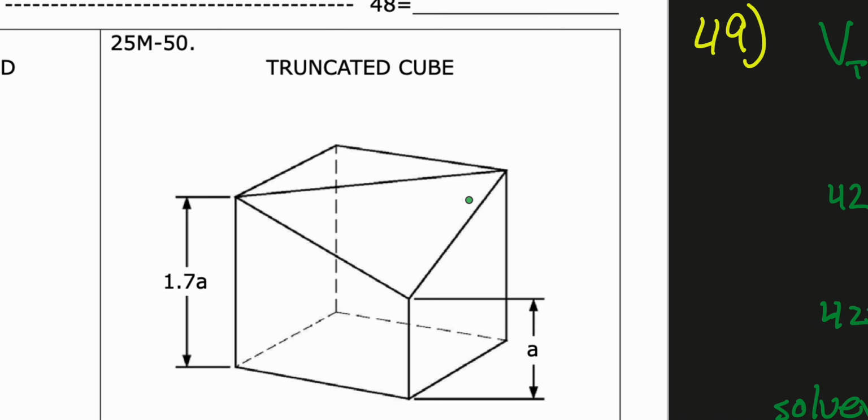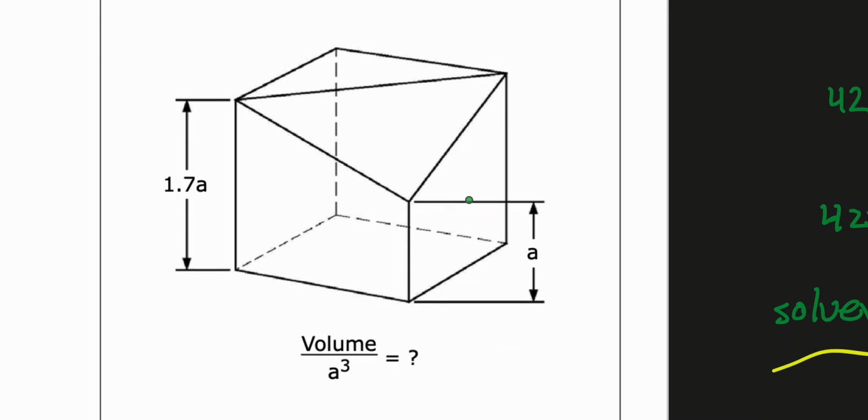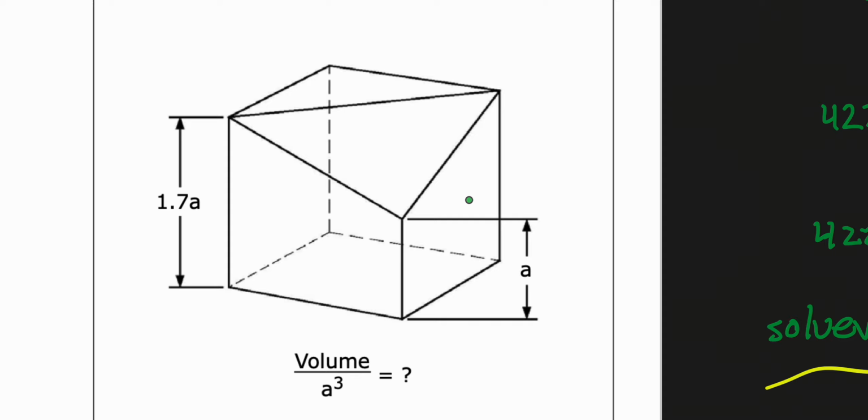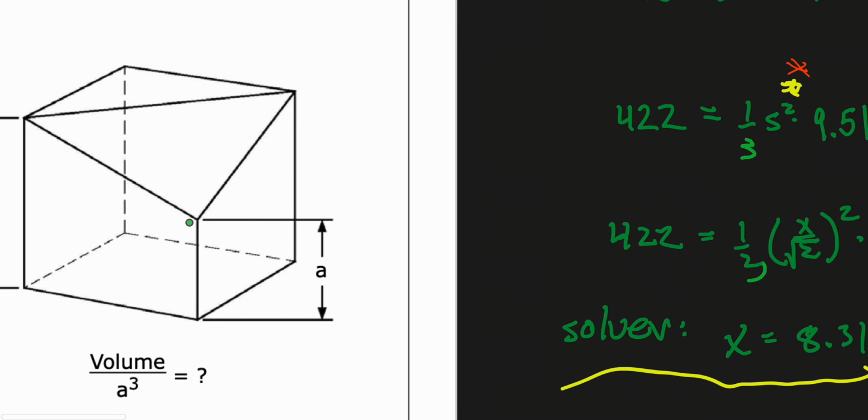Number 50 is another seemingly intimidating problem. Now, if they ever ask for some quantity over a variable, a lot of times the easy solution is to make that unknown variable equal to 1. So in this case, you could say that this a here is 1, and the side length here is going to be 1.7. But let's go ahead and say you didn't know that.